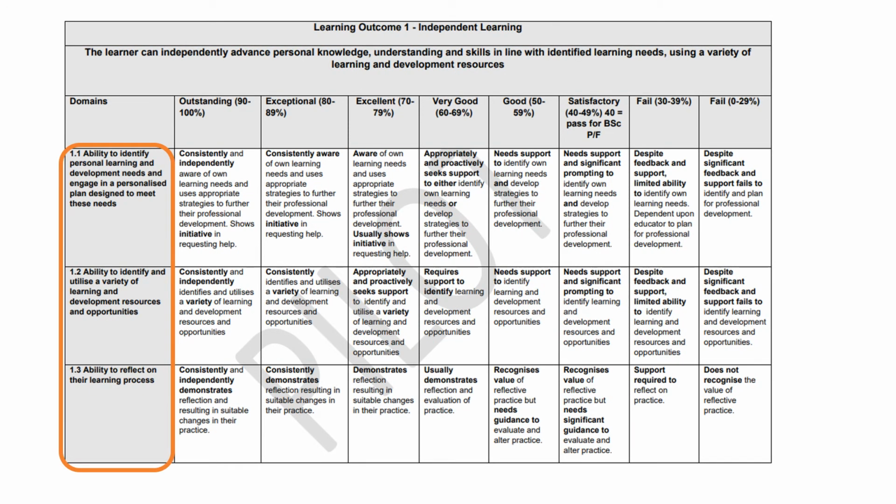Each learning outcome is then broken down further into 3 domains. These make it clear to the practice educator and student as to what they are looking for or what they should be demonstrating in practice. For example, here the learner will be assessed on their ability to identify personal learning and development needs and engage in a personalised plan. Then, their ability to identify and use a wide variety of learning and development opportunities and resources. And finally, their ability to reflect on their learning process.